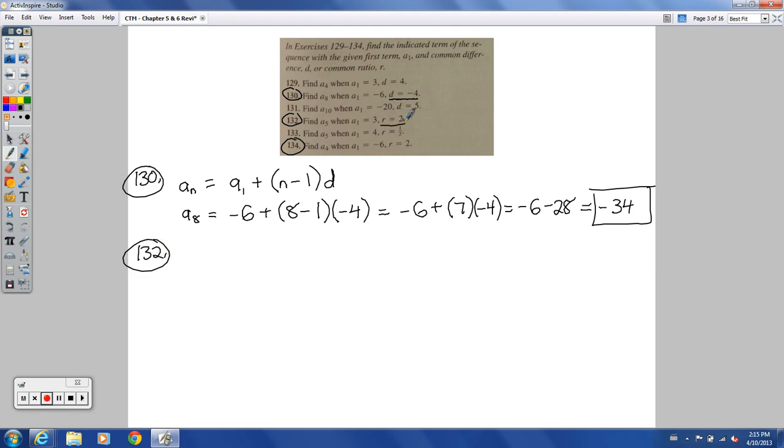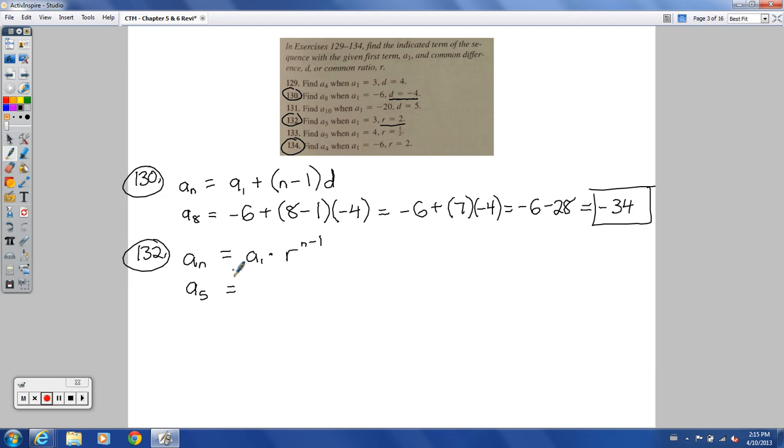Here we have a common ratio instead. So this is geometric. So that formula, we're going to use that first term times the ratio to the n-1 power. So we just need to plug in, trying to find the 5th term here.